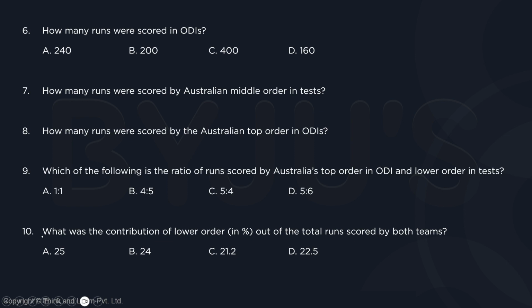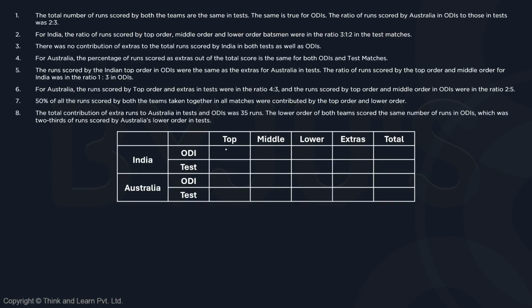So this is the table that we need, where India played ODI and test and Australia played ODI and test, top, middle, lower, or extras, and then the total runs India scored in ODI and test and Australia scored in ODIs and tests.